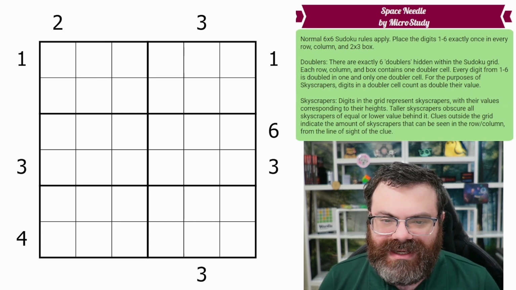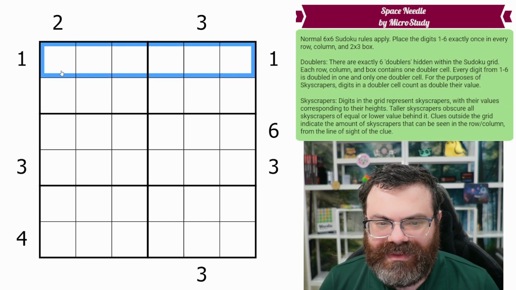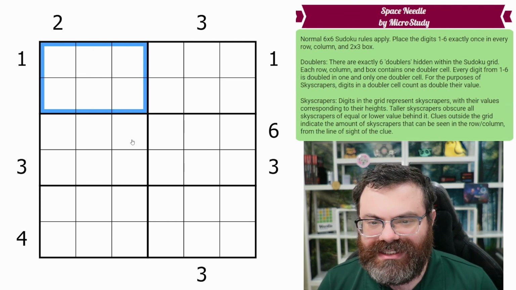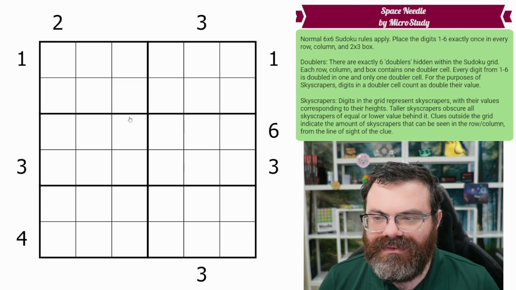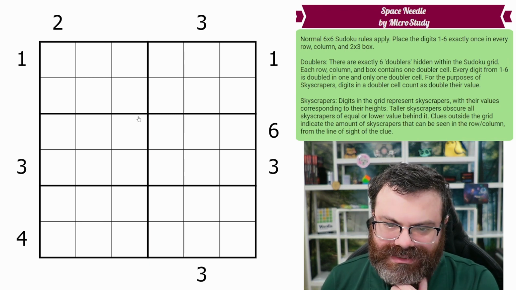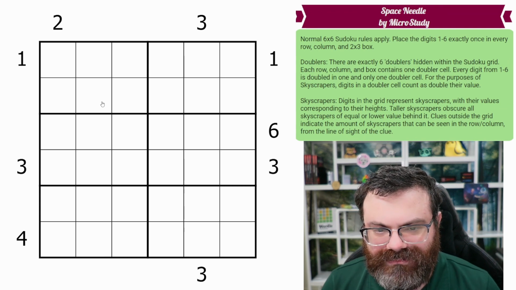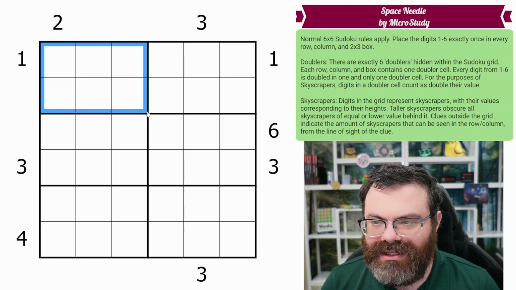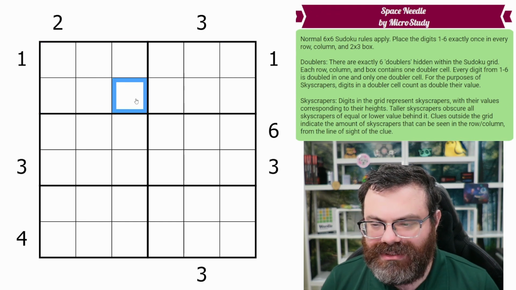So we have normal 6x6 Sudoku rules. In every row, every column, and every 2x3 box, we are placing the digits 1 to 6 exactly once each. There are also exactly 6 doublers in the grid, with each number doubled exactly once. So what does that mean? It means that every row, every column, and every box has one doubler. Doublers can't repeat in rows, columns, or boxes. We need one per row, column, box.